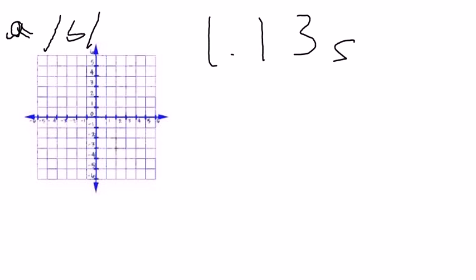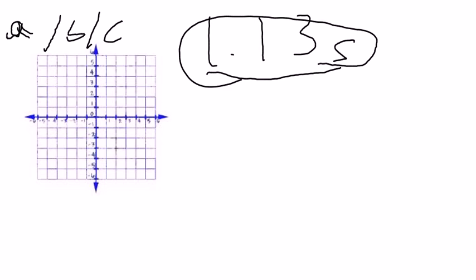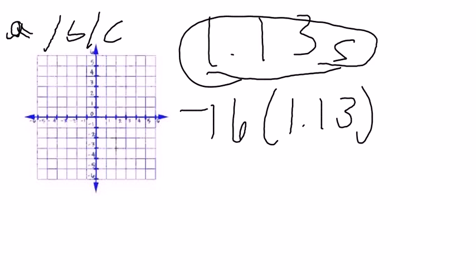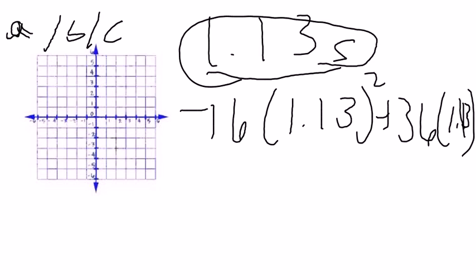That's my only options. So it says, what is its maximum height. We got the seconds, but now we need to find out how high it actually went. Well, this is our time. So it's negative 16 times the time squared, and then we have plus 36 times the time. 1.13, and then plus 9 at the end. So we have to multiply this all out.